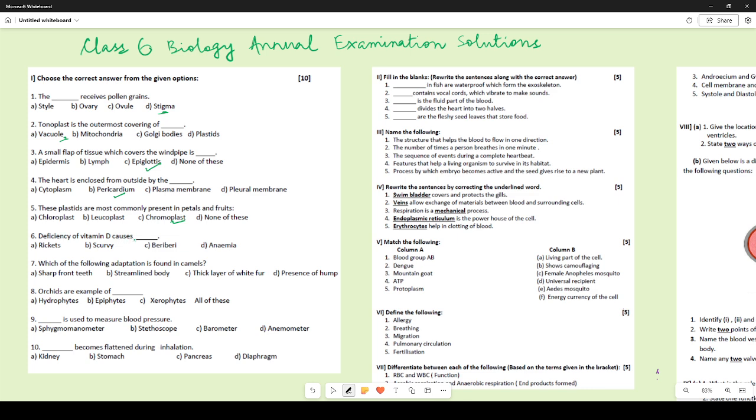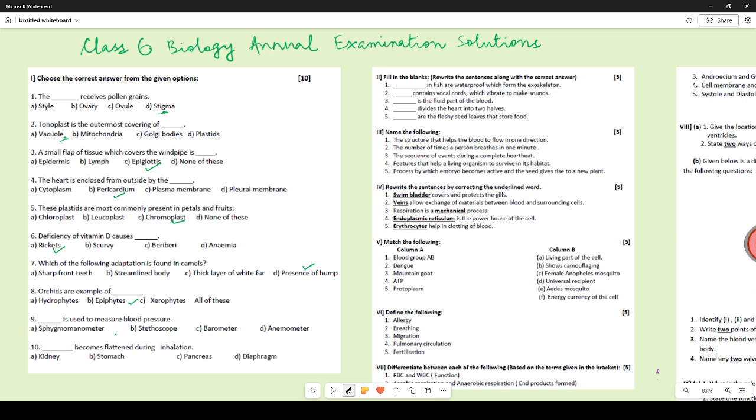Deficiency of vitamin D causes rickets. Many of you have written scurvy. Scurvy is caused due to the deficiency of vitamin C. Which of the following adaptation is found in camels? Most of you got this right. Presence of hump. Orchids are example of epiphytes. They are aerial plants. They grow on other plants, not hydrophytes.